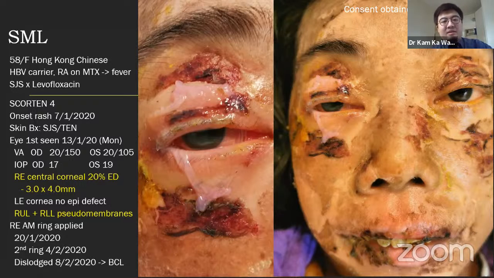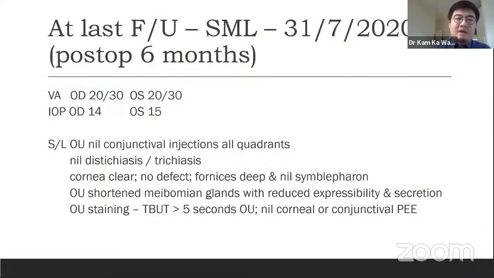Miss C is a 58-year-old lady with Steven Johnson after taking levofloxacin. She had right eye disease much more severe than the left eye, mainly right eye's corneal defect and pseudomembrane. Amniotic membrane, with the ring, was applied twice to her right eye because the first one dissolved after 2 weeks. I'm sorry that I don't have the post-op photo with me today, but at her last follow-up this year in July, she's seen 20/30 in both eyes.